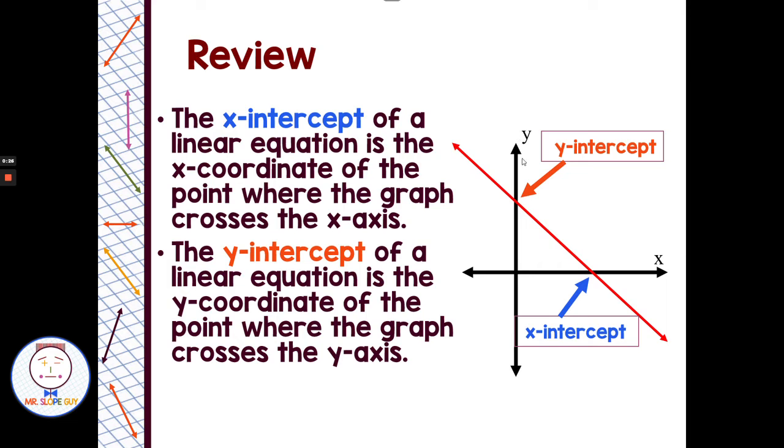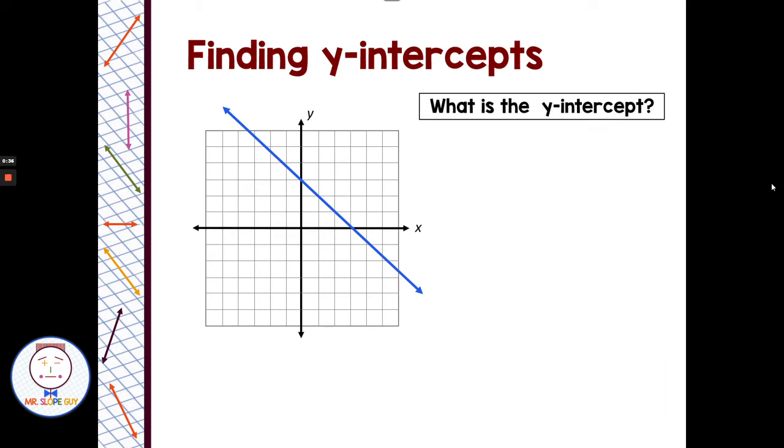So the y-intercept, we're looking for where our line crosses the y, and we can see right here is the y-intercept where the red line is crossing the y-axis. So what is the y-intercept of this blue line? Well, I can look up and down the y, and if I start at 0, I go up 1, 2, 3 spaces. The y-intercept is at 3.